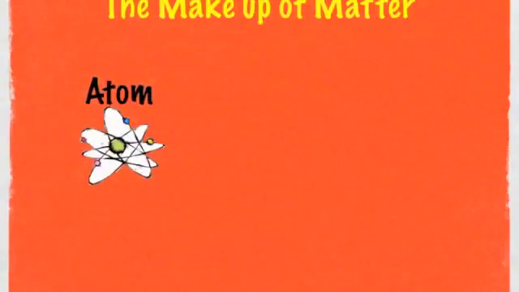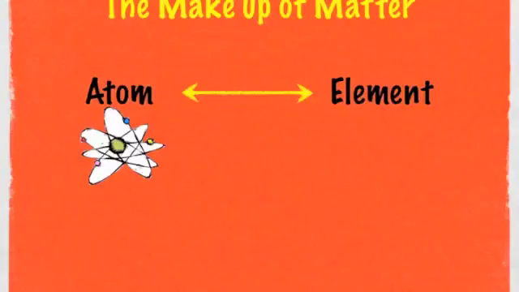The makeup of matter. The purpose of this keynote is for us to take a look at what atoms are and to distinguish between atoms and what's commonly called elements. So one of the things we'll look at is how atoms and elements are related.